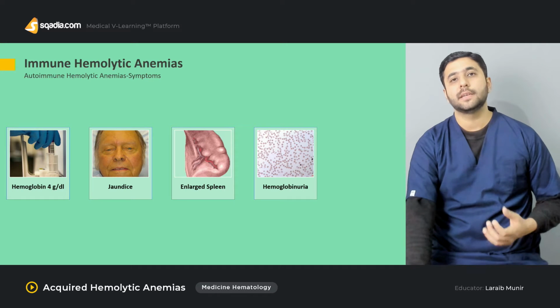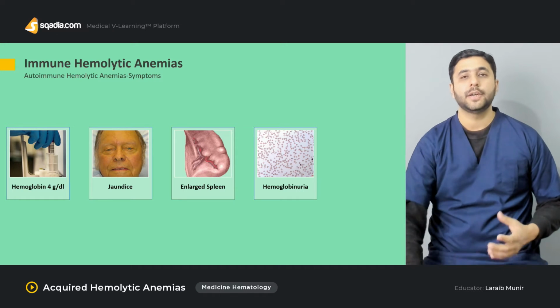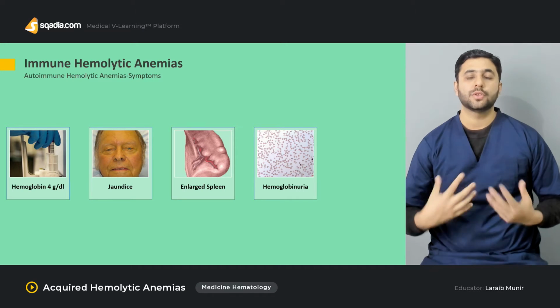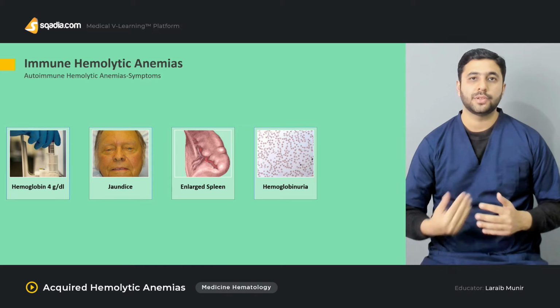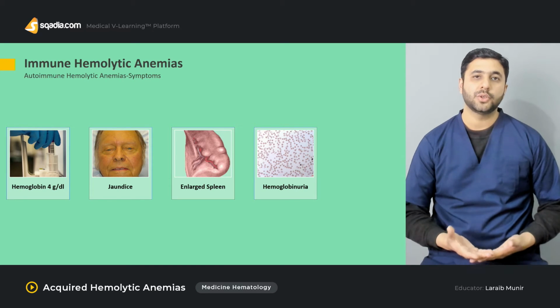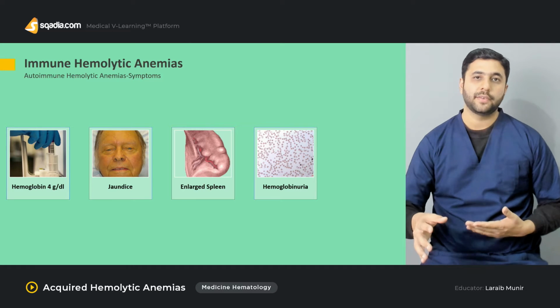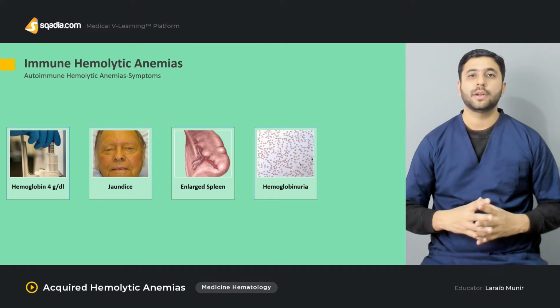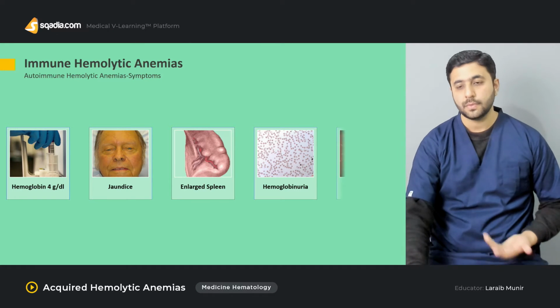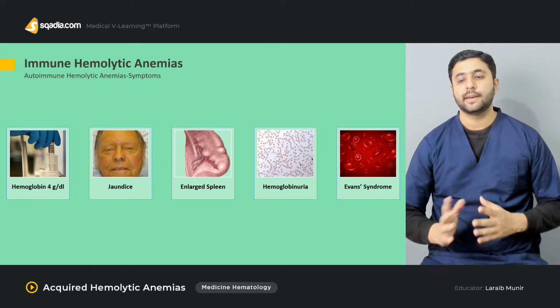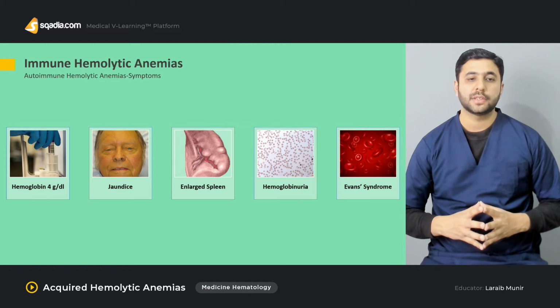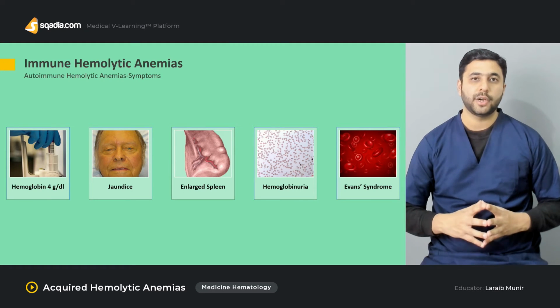And over a period of days, the kidney tubules can take up hemoglobin, leading to the formation of hemosiderin, and that hemosiderin can also be present in the urine, leading to hemosideruria after a few weeks of this immune hemolytic episode. And then there is a rare syndrome called Evans syndrome, which can also be a part of this autoimmune hemolytic process.